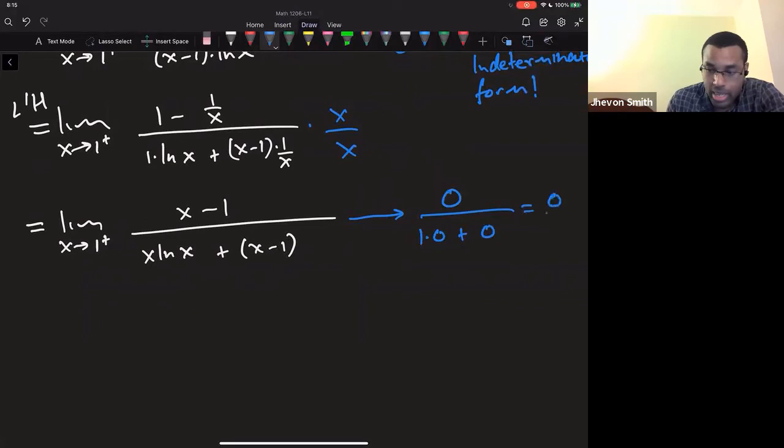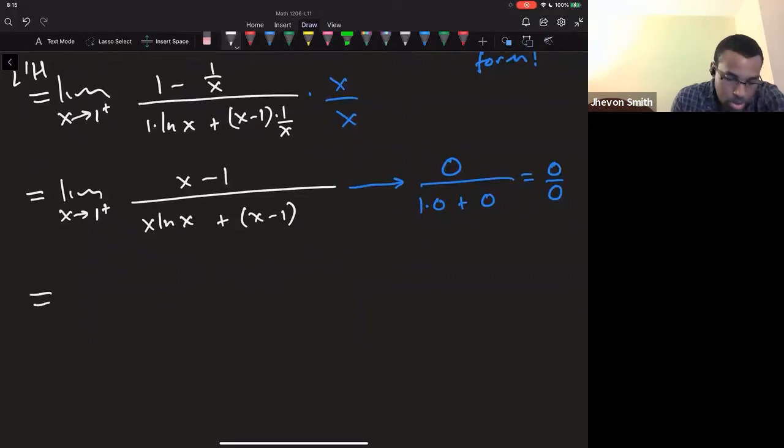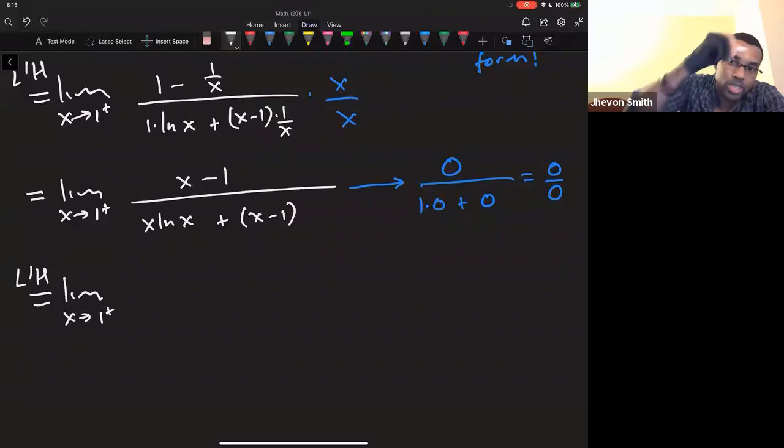What do we do? Well, hit it with L'Hopital's again. L'Hopital's rule, we can actually do it multiple times. So this limit is going to be equal to the previous limit, but that previous limit was equal to the original limit. So assuming they exist, I don't even know if it's going to exist by the time I get to the end. So I can hit it with L'Hopital's again.